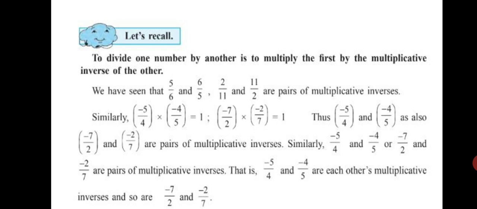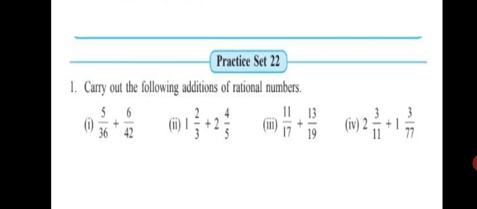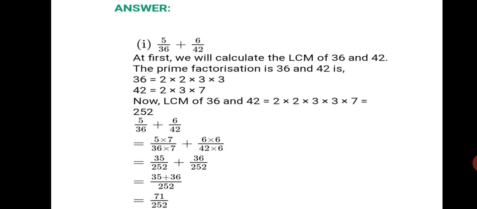Alright. So now let us move on to practice set 22. First question. Carry out the following additions of rational numbers. Let's do them. 5 upon 36 plus 6 upon 42. Now, when adding rational numbers, we have to equalize denominators first. To equalize denominators, we have to find the LCM, least common multiple, of 36 and 42. So at first we will calculate the LCM of 36 and 42.